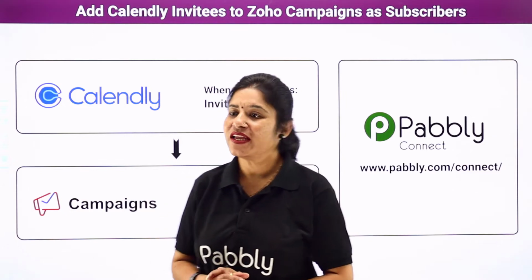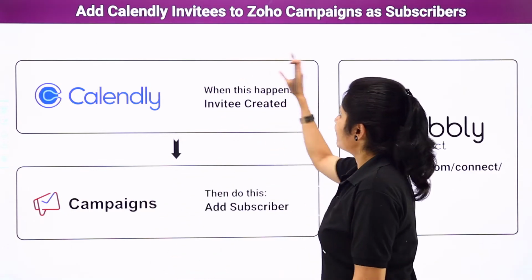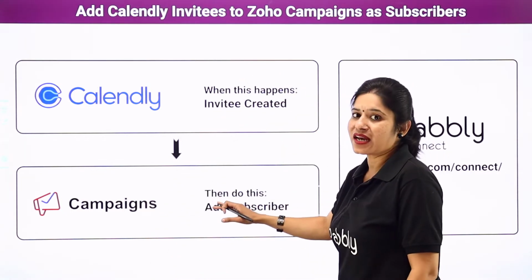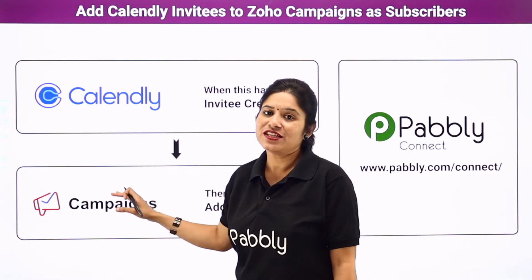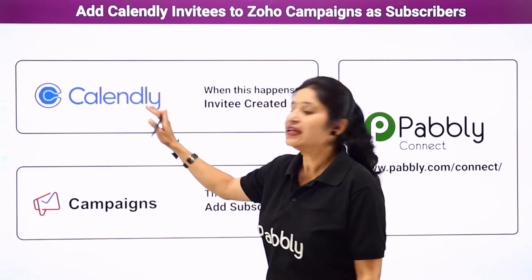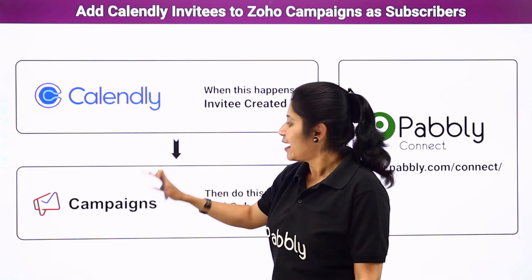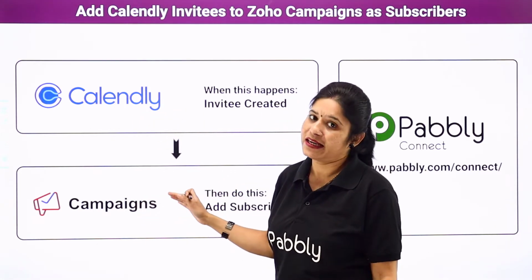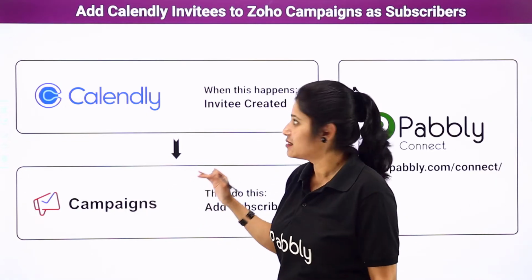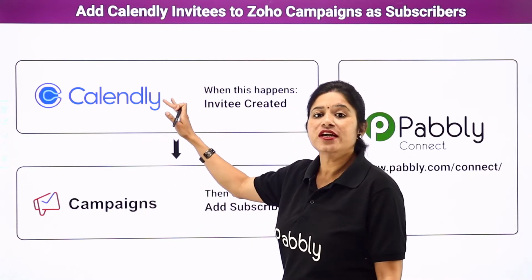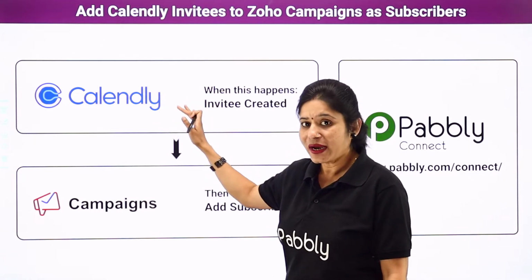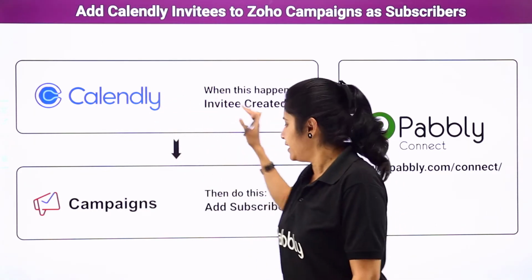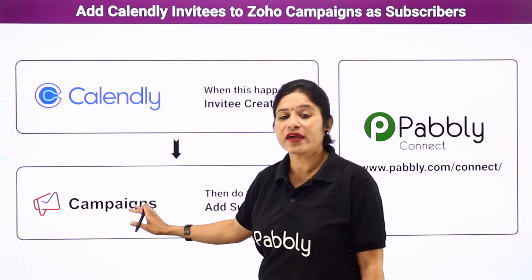In this video, we are going to learn how you can add Calendly invitees to Zoho Campaigns as subscribers automatically. So first, let us understand what these software applications are all about. Calendly is an appointment scheduling software and Zoho Campaigns is an email marketing platform. So the idea here is that whenever an appointment is scheduled and a new invitee is created in your Calendly account, automatically the same invitee should get created as a subscriber in your Zoho Campaigns.